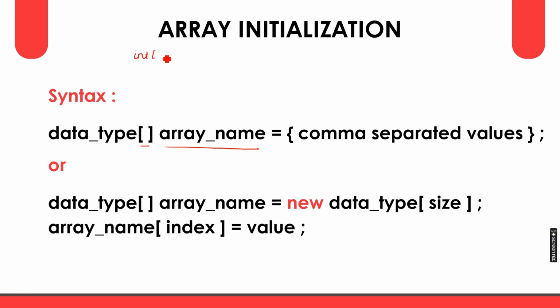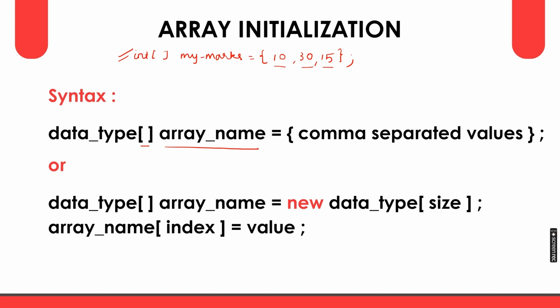Integer is the data type, square bracket tells the compiler that this will be an array. This is the name of our array, and I want to store 3 marks, 10, 30 and 15. Okay, done. Now our compiler will see that myMarks is an array, it stores integer values and those values are 10, 30, 15. This method is used when you know all the values beforehand.